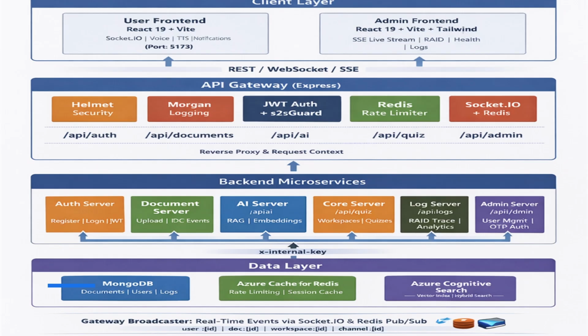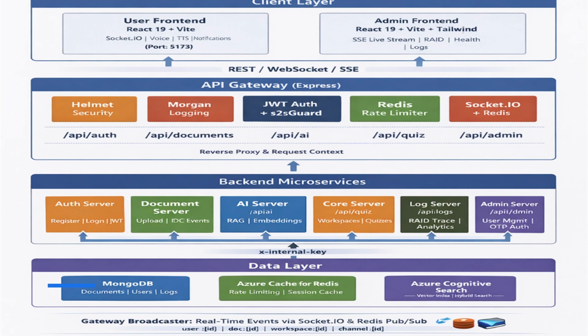And coming to the WebSockets, this is how our clients communicate with the backend. We have three ways our client can communicate with the backend: one is the REST API, second is the WebSocket, third is server-sent events. Coming to the API gateway, which is a single point of entry to our application, it is secured with Helmet, and each and every event is logged via Morgan. It's secured with JWT authentication and guarded via an internal key, and we use Redis for distributed rate limiting and sockets, which basically uses the gateway broadcaster. Then we have the microservices.